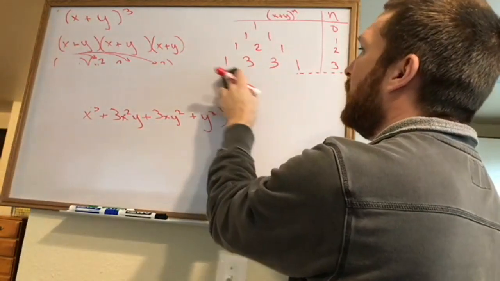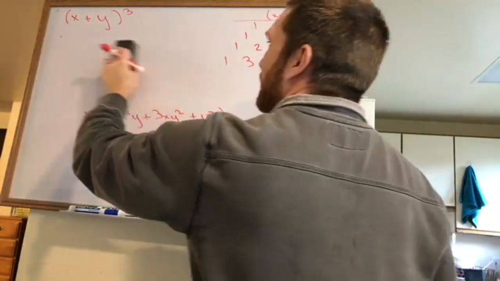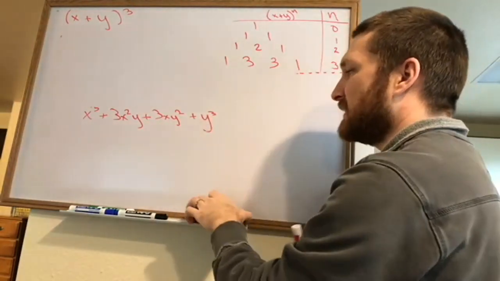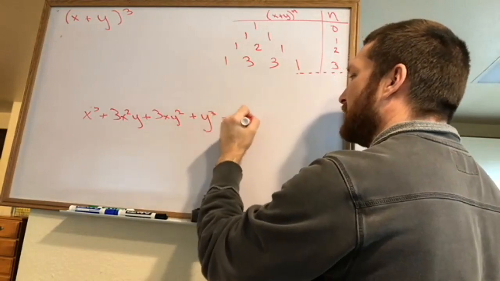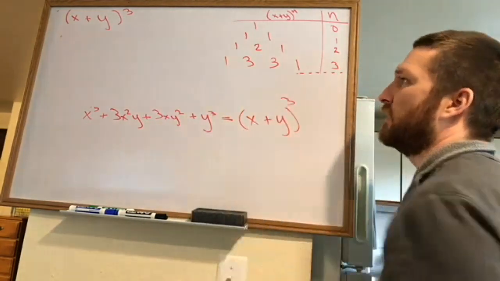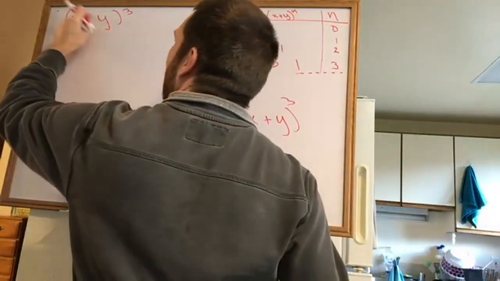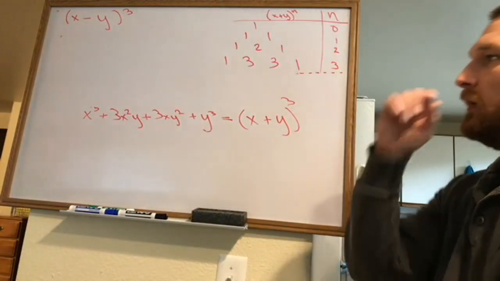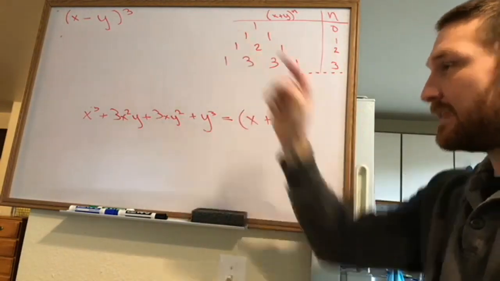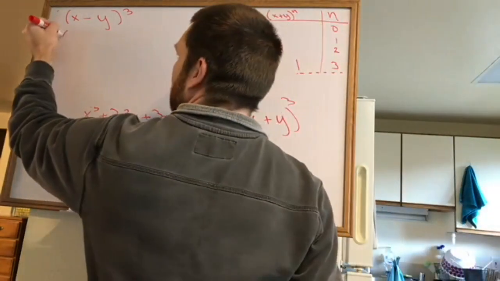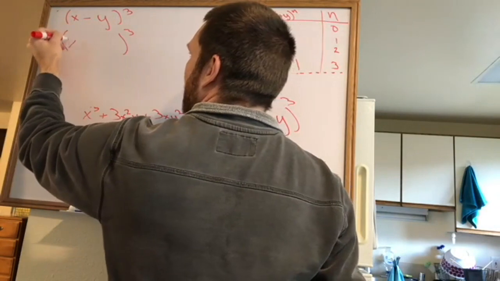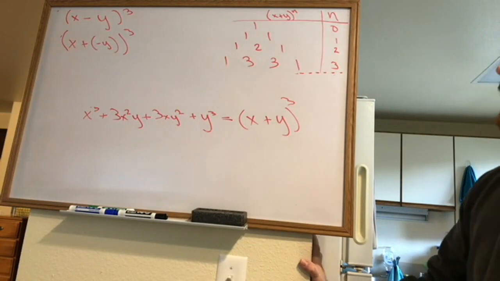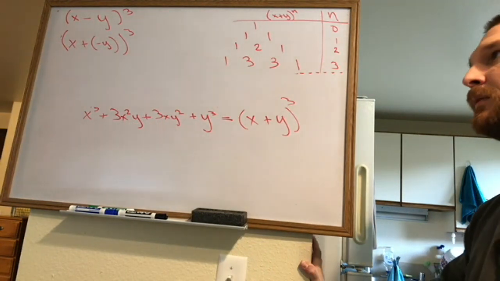So if we had, instead of x plus y, which we just derived and know is the same as x plus y to the 3rd. But if we had x minus y to the 3rd, we could say, well, if I need a minus there, I could rewrite this thing as x plus negative y. It's a nifty little trick to use whenever you're dealing with math.